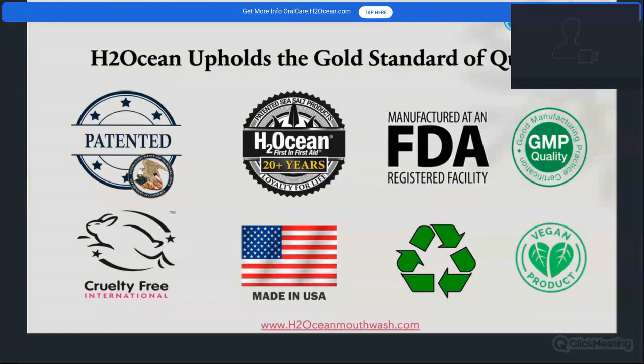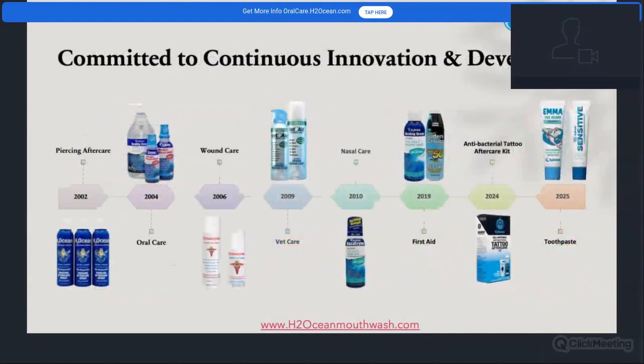We uphold the highest standard of quality, the gold standard. Our products are patented, cruelty-free, and manufactured in FDA-registered facilities under good manufacturing practices. We are made in the United States, ensuring that we stay at the forefront of sea salt-based healthcare, and we always do our part in recycling all of our packaging. We are committed to continuous innovation and development.